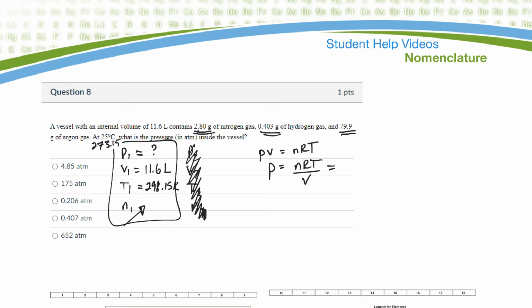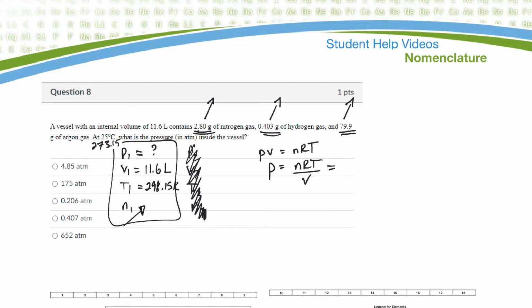Now I can start plugging stuff in, but the problem is I don't know how many moles, so I need to convert all of these into moles. I could do two different things: find the partial pressure of each gas and then add them up, or just add up how many moles I have and then find the pressure from that. I'll start there, so let's figure out how many moles.